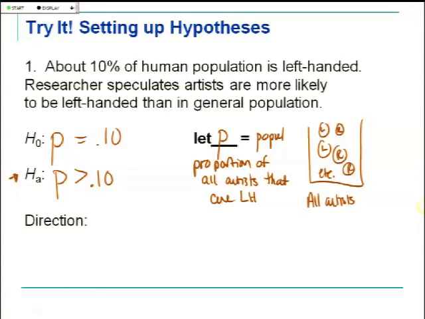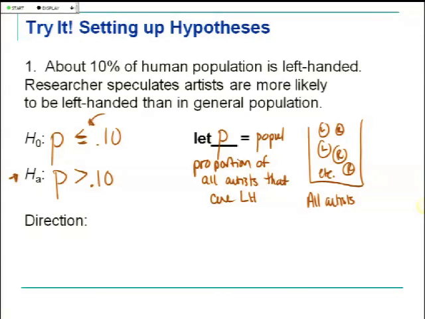Now we could write the alternative as greater than and the null as less than or equal to. And that's how your textbook starts to write it out. H naught is that it's not more likely. It's either 10% or less. The alternative is that it is more likely to be left-handed if you're an artist.